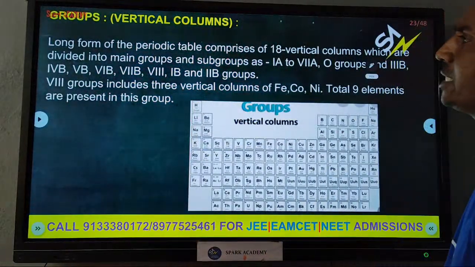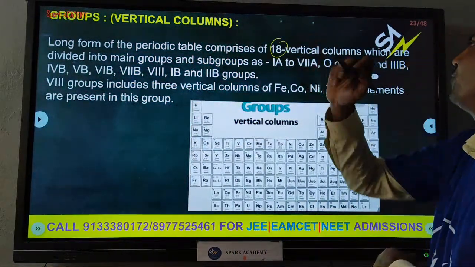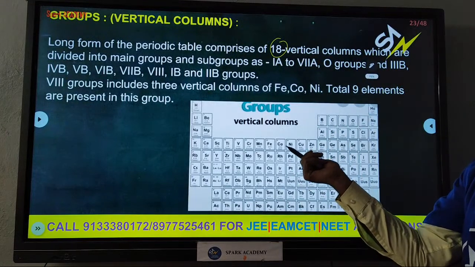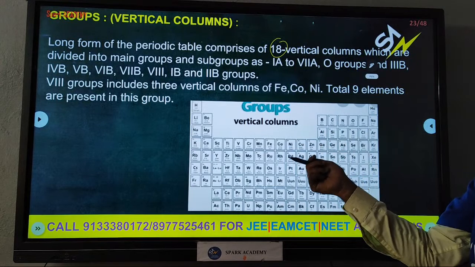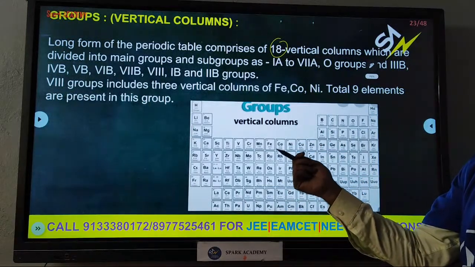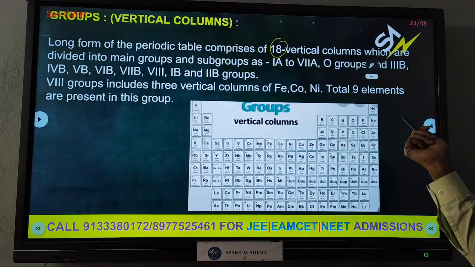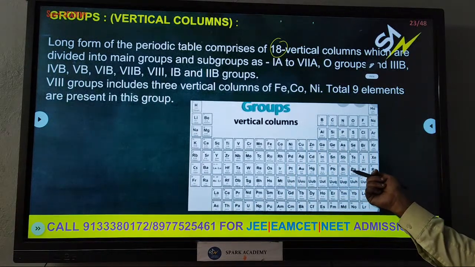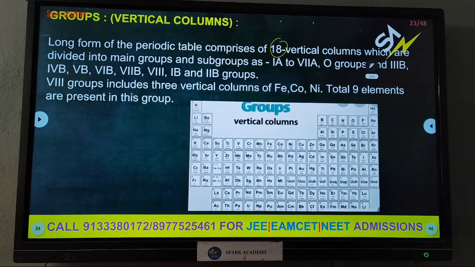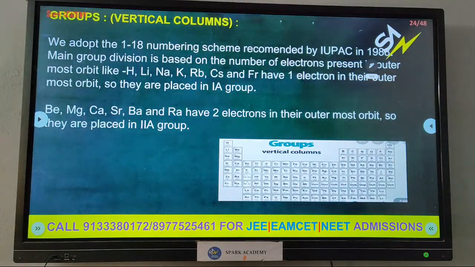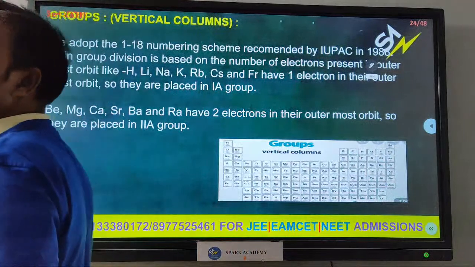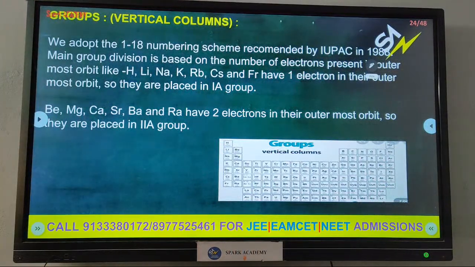The long form of the periodic table contains 18 vertical columns, which are further divided into groups: 1A to 7A, 3B, 4B, 5B, 6B, 7B, 8B, 1B, 2B. The 8B group includes 3 vertical columns. But we have adopted here 1 to 18 numbering. Just now we called these groups 1 to 18, according to the IUPAC system. So we have 18 groups.